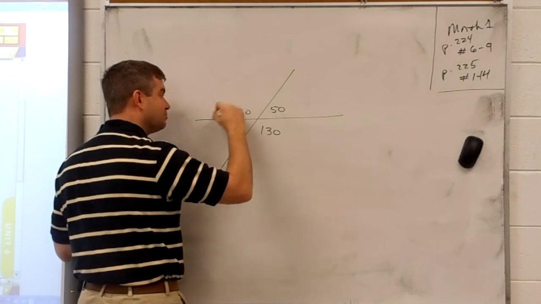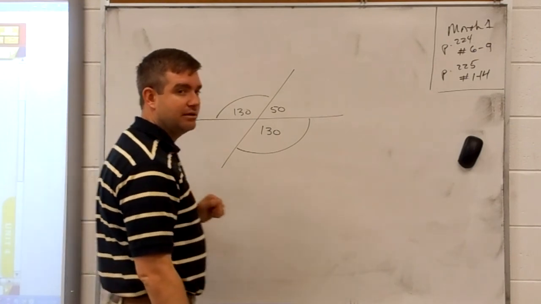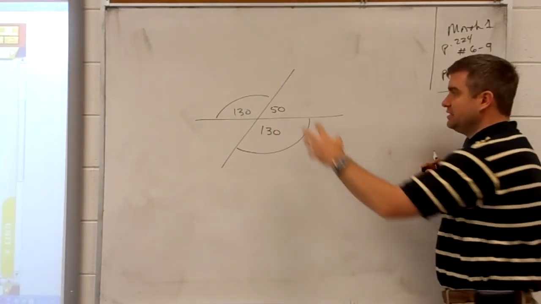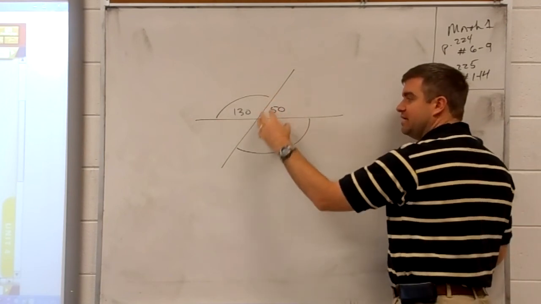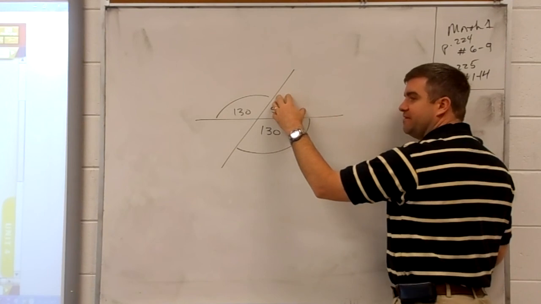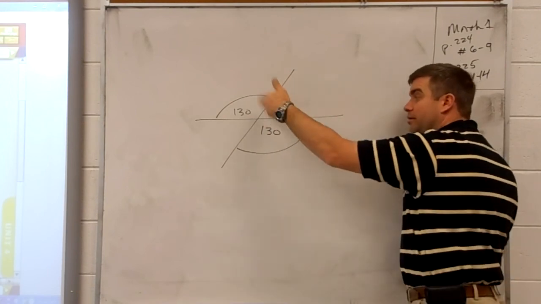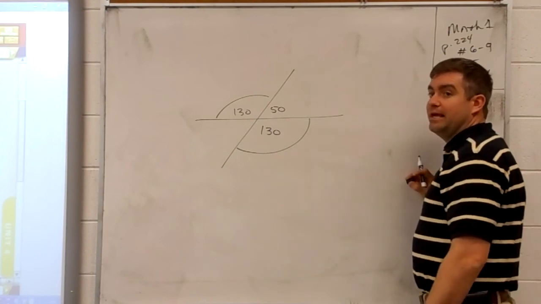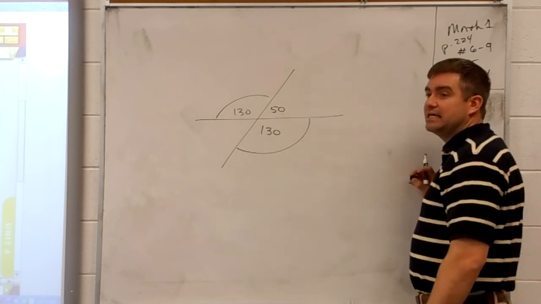Then what did we just prove this angle and this angle to be? They are congruent. They are both supplementary to the same angle. 130 was supplementary to 50, and 130 was supplementary to 50. They are supplementary to the same angle. Then what must be true about them? They must be congruent.